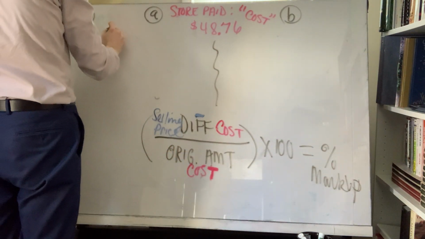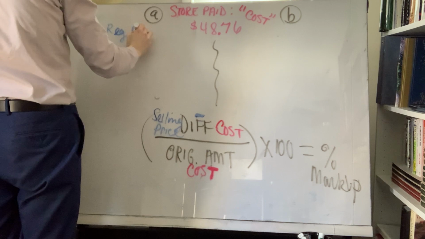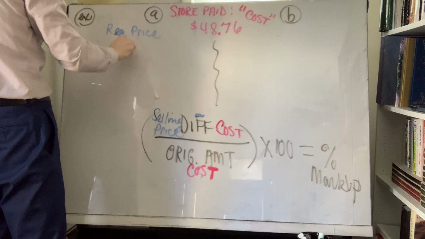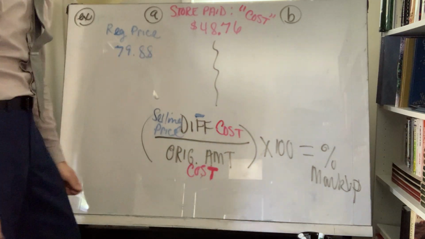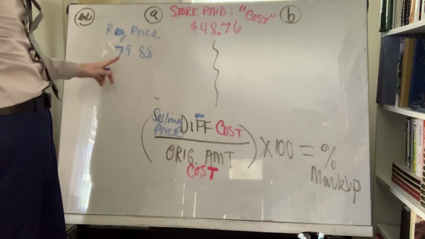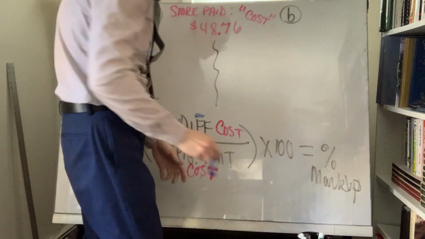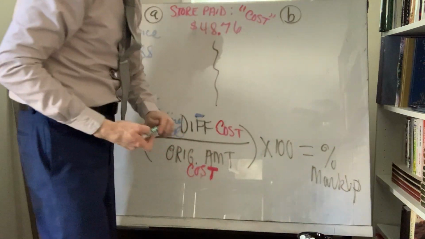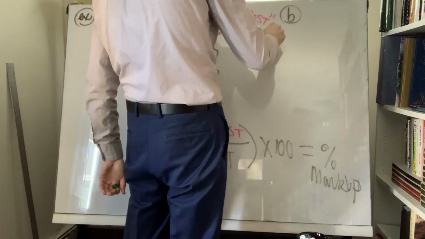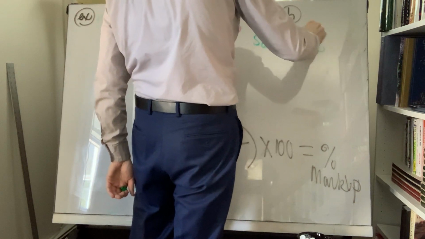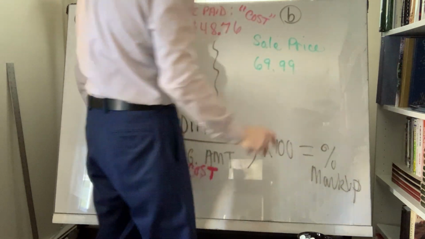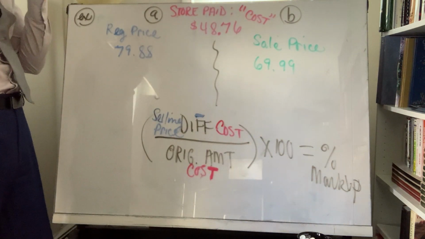Their regular price in part A here is $79.88. And apparently no one was buying them, because they figured, rip off. So they went to a different store. And then they said, okay, we better lower the price. So then their sale price was $69.99. Here's a cue as to the fact that there's a markup here.